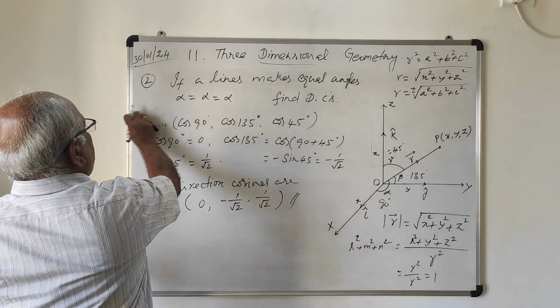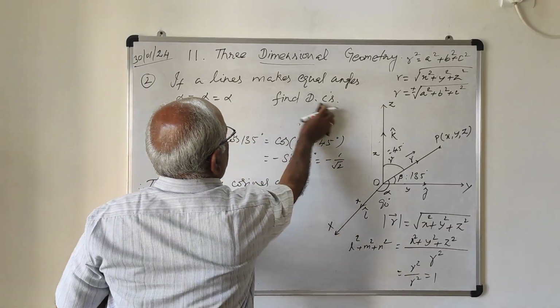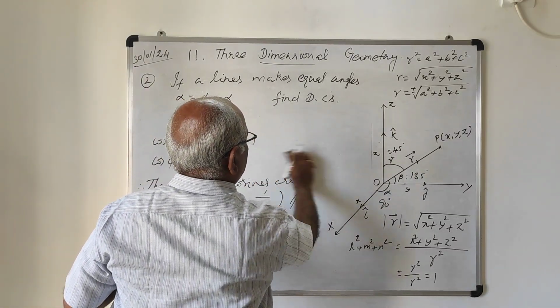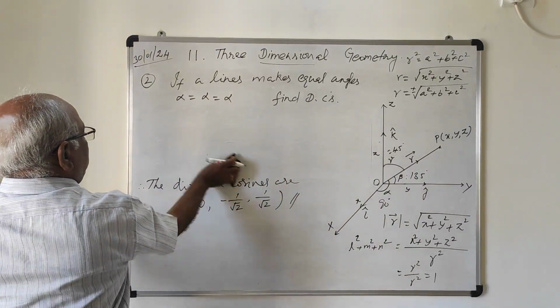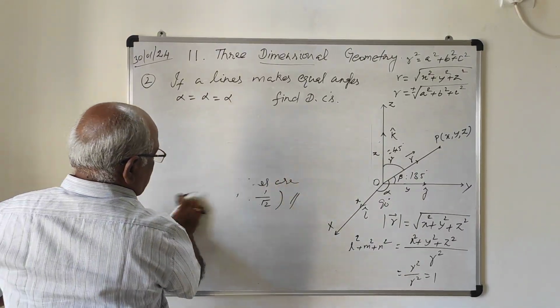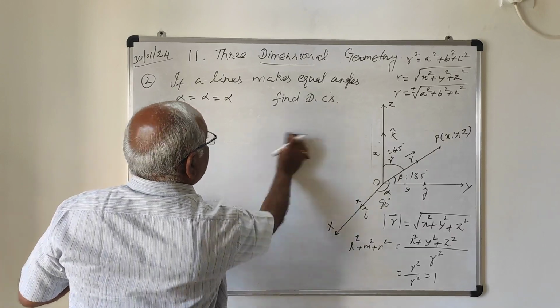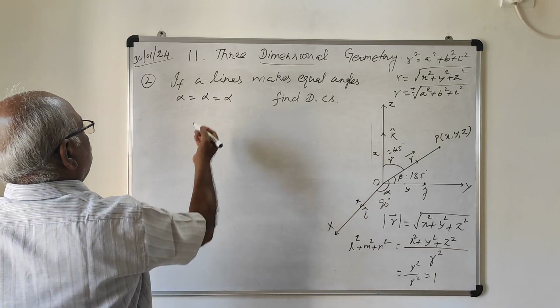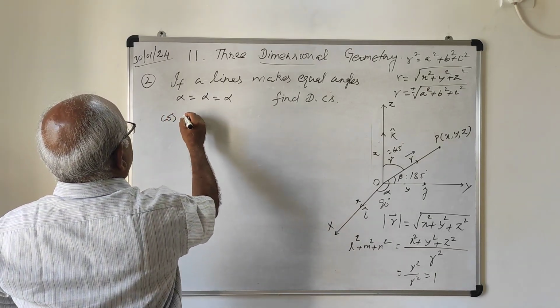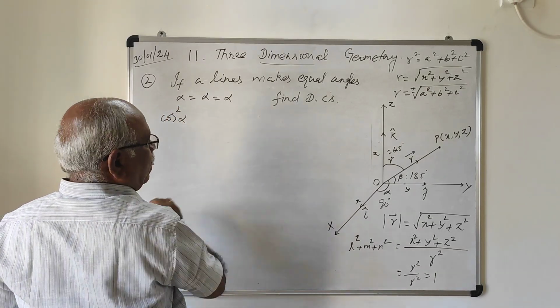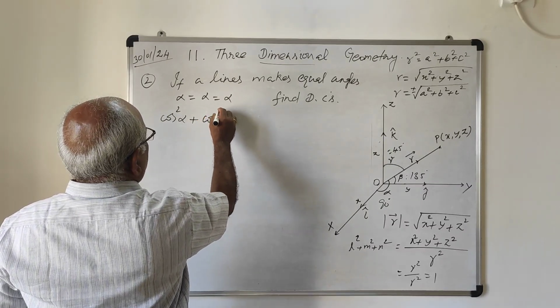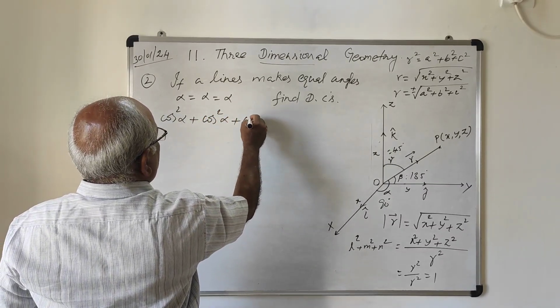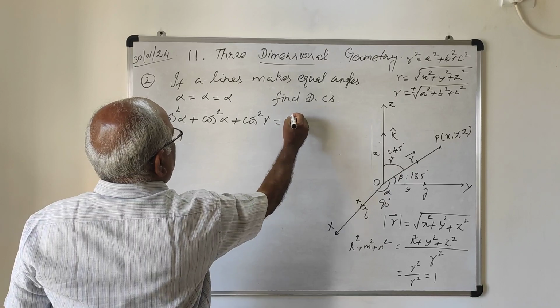Therefore, the DCs: since the line makes equal angles, the same angle may be alpha. So the direction cosines are cos alpha each. The sum of the squares of direction cosines, you know, cos square alpha plus cos square beta plus cos square gamma, equals 1.